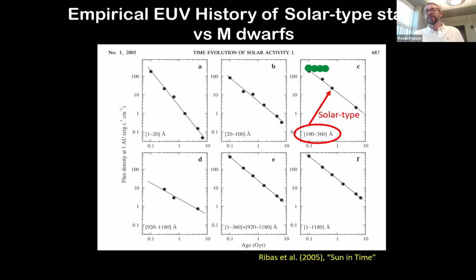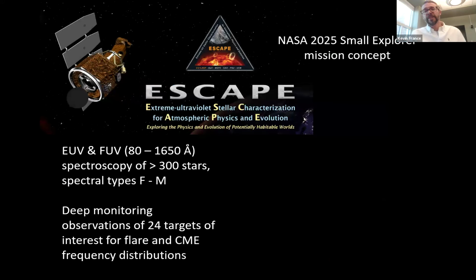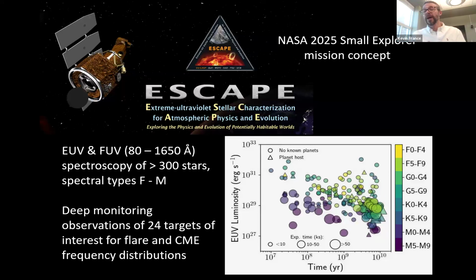So if we really want to get to the histories and the actual present-day knowledge, we're going to have to measure these stars directly. And that's where we get to the ESCAPE mission concept. This is an EUV, FUV spectroscopic mission that's been proposed to the 2025 SMEX round to essentially map out empirically both the present day and the history of EUV from all types of nearby cool stars.